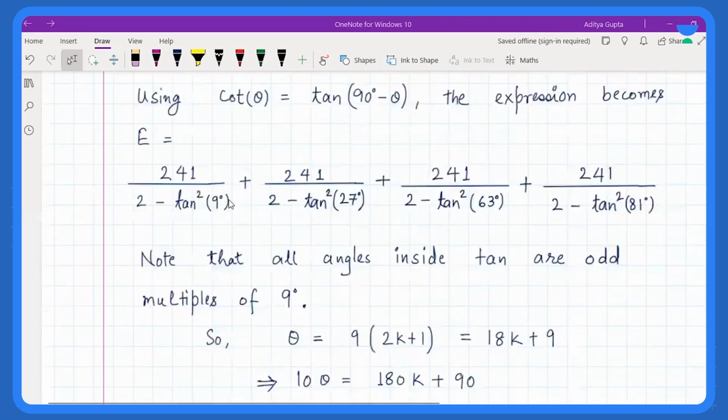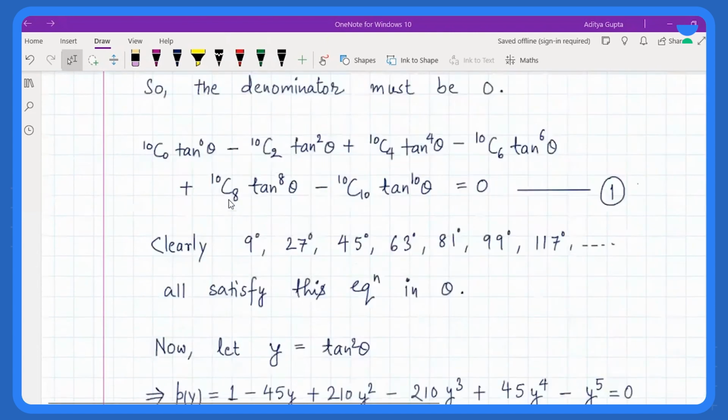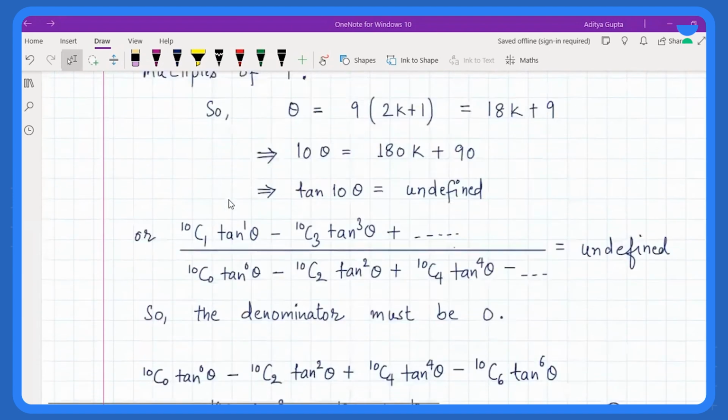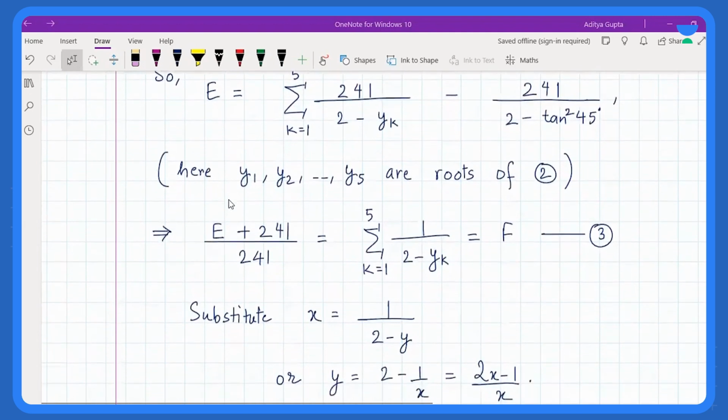But in the original expression E, there is no tan square 45 term. That is missing. We need to observe that, right? So we subtract that from this summation. That's the reason why this particular term has been subtracted from this entire sum. So when you open this sum and you subtract the y3 term, you will only be left with the sum of 4 terms, which directly corresponds to the value of E that we have to evaluate. Okay. So now I hope this point is very clear.